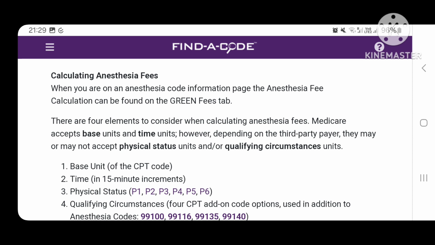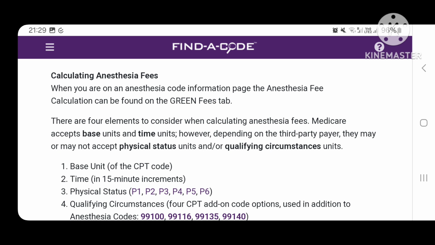So first thing is, in the question, there should be something called the base unit. That base unit is a value for a particular surgical procedure for which you have given the anesthesia. And also there will be anesthesia time. Anesthesia time will not be directly given, but we have to calculate it. How we are going to calculate that anesthesia time, I'll explain later.